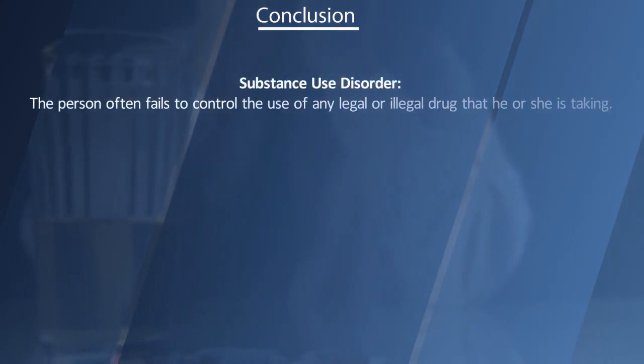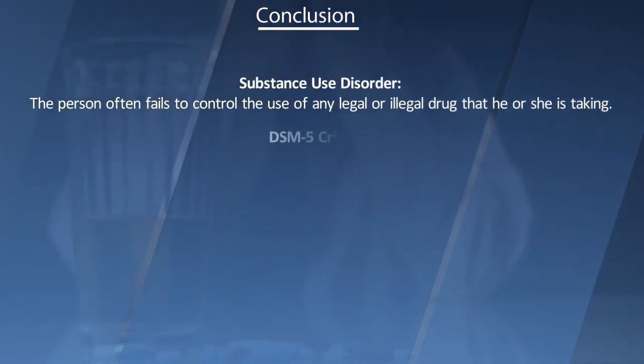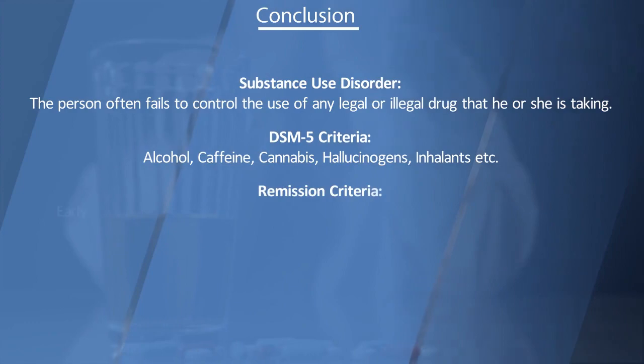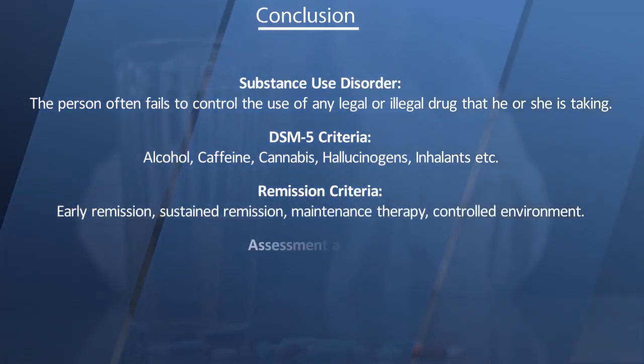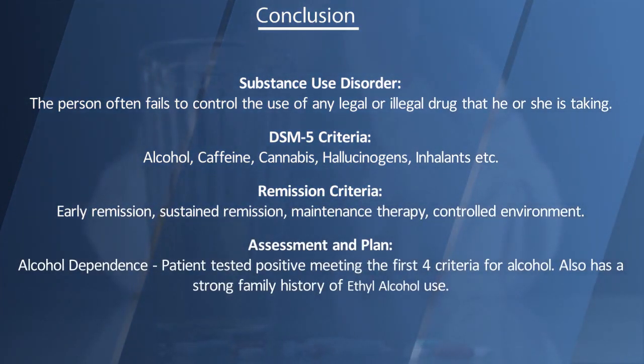We have reached the end of our short refresher course on substance use disorder. We gave you a short introduction to the disease, identified the DSM-5 and remission criteria for the disease, and finally discussed the assessment and plan for substance use disorder.